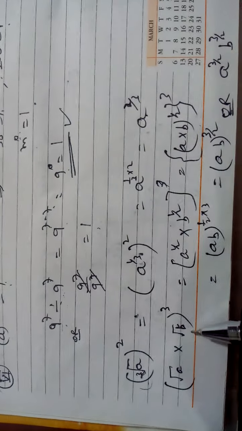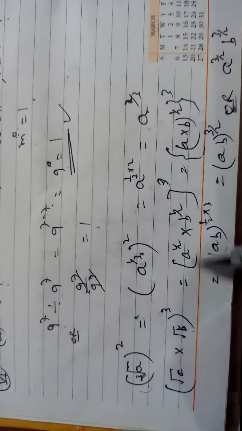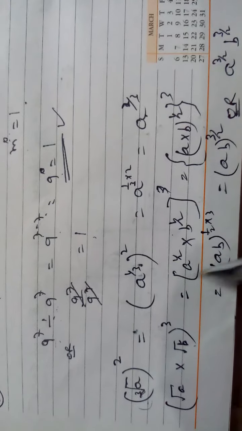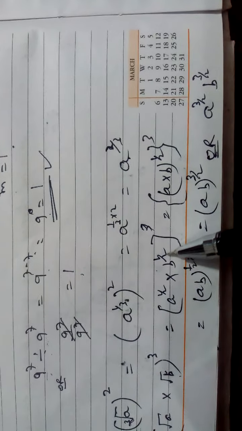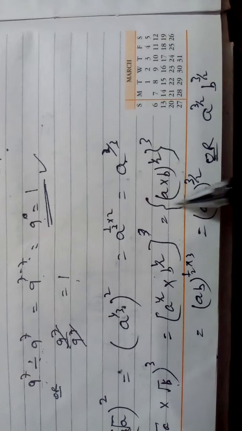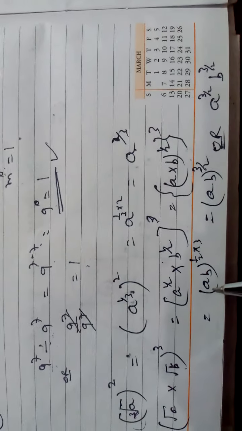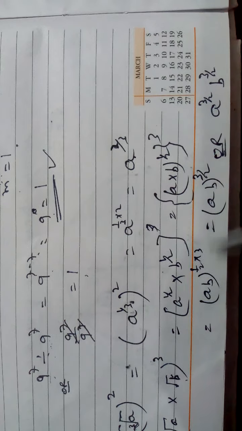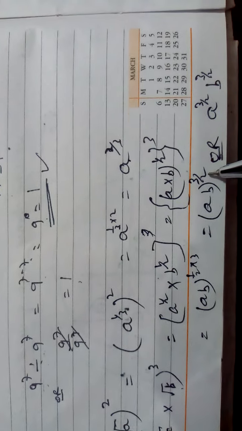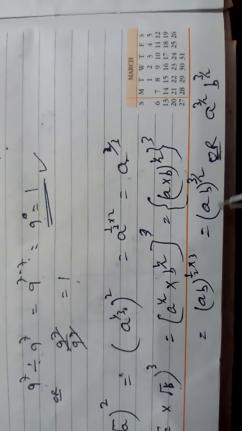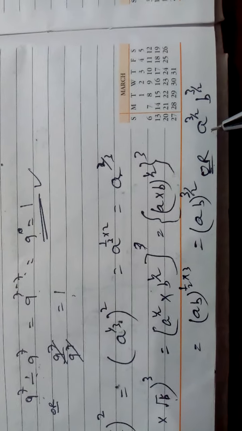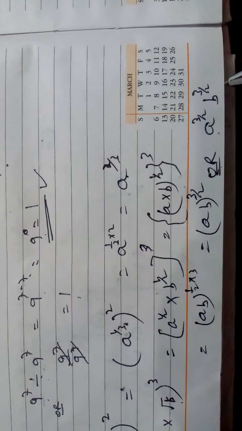Like this, root a into root b. Root a means a power half, b power half, whole power cube. Both have the same powers, so a into b power half, whole power 3. ab power half into 3 means half into 3, that is 3 by 2. You can write whole power 3 by 2 or separate power 3 by 2, like this: a power 3 by 2 as well as b power 3 by 2.